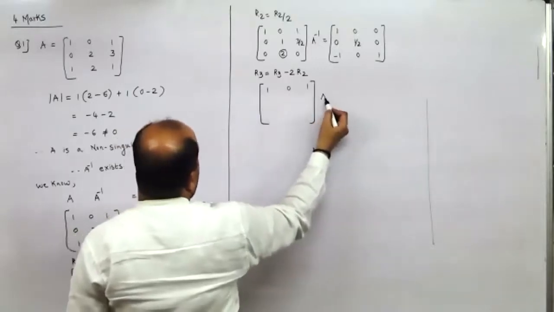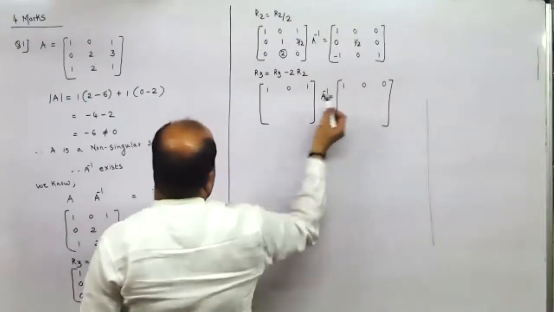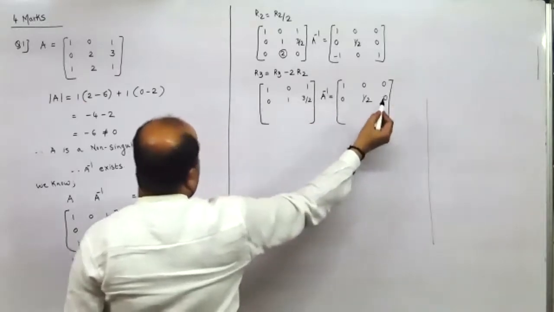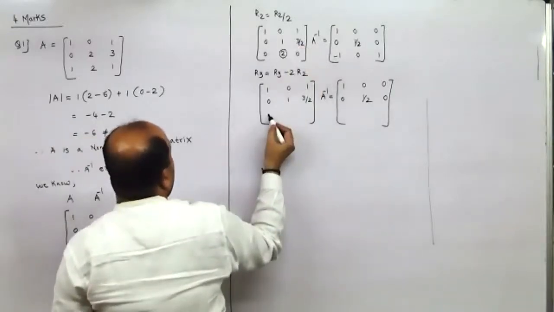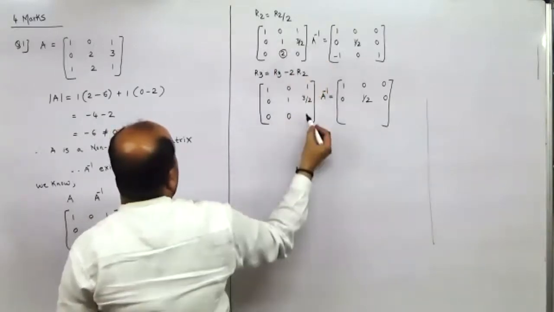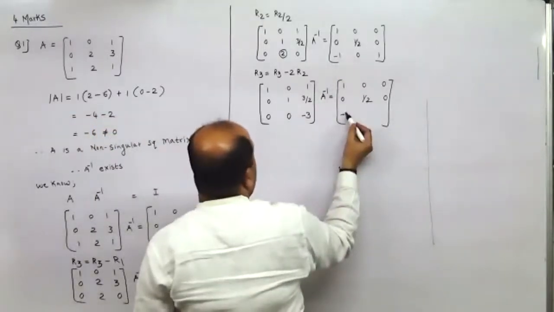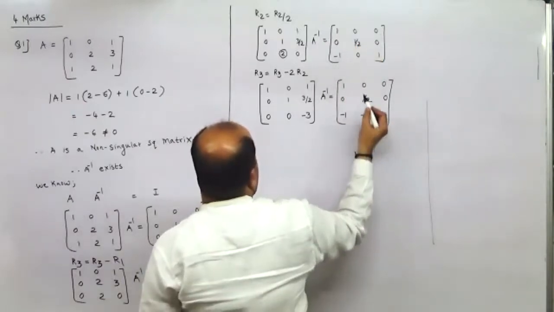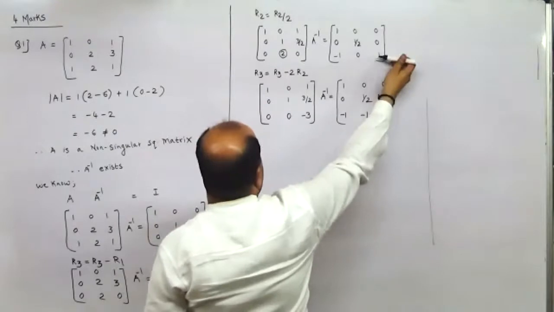1, 0, 1. A inverse equal to 1, 0, 0. This is 0, 1, 3 by 2. This is 0, half, 0. Now R3 minus double of R2. 0 minus 2 times 0. 2 minus 2 times 1. 0 minus 2 times 3 by 2. Then here minus 1 minus 2 times 0. 0 minus 2 times half. Minus 2 times half. Then here 1 minus 2 times 0.